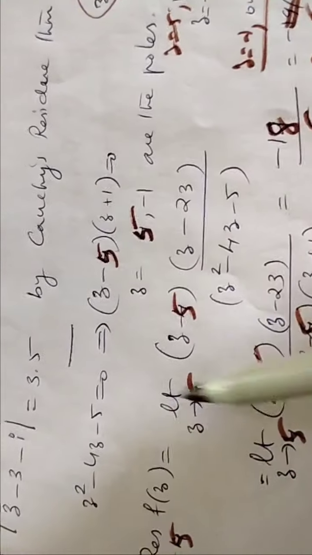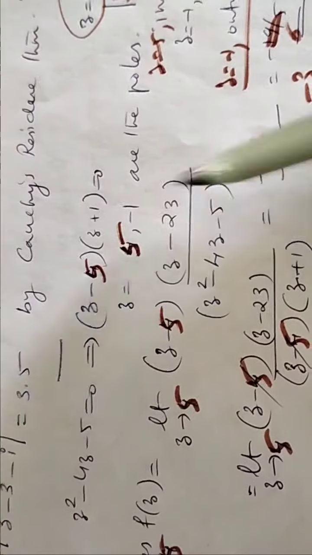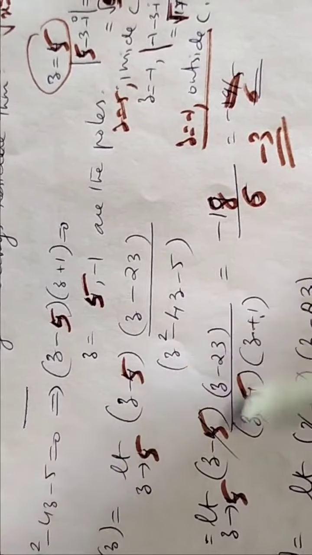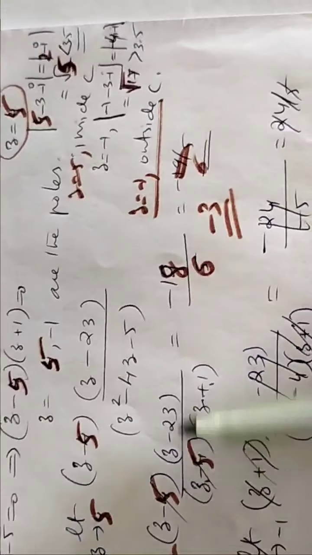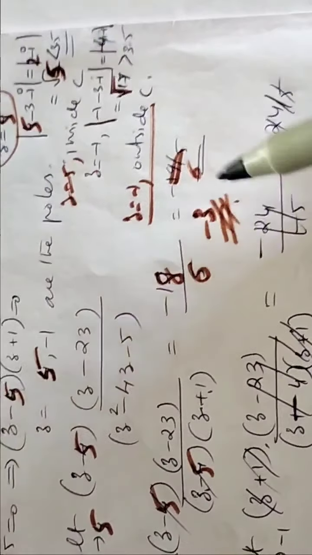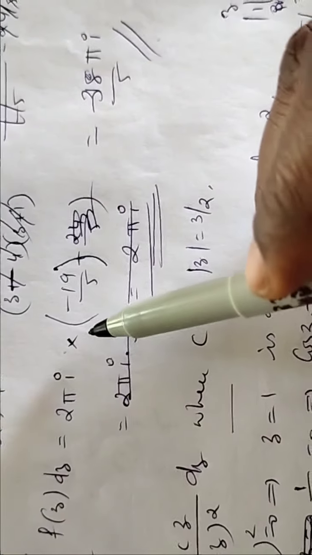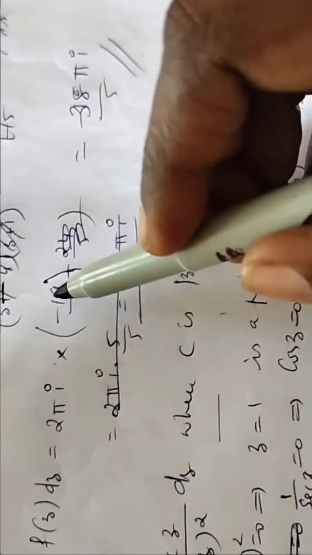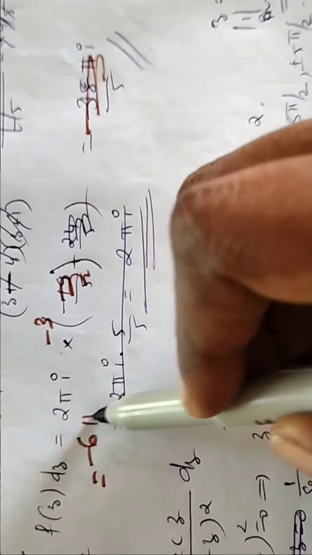Okay. So next, find the residue at z equal to 5. Limit z tends to 5, (z minus 5) into the function. That is (z minus 5) into (z minus 23) by (z minus 5) into (z plus 1). Z minus 5 cancels. So put z equal to 5, so minus 18 by 5 plus 1, 6. It is minus 3. So minus 3 is the residue. And the integral is 2 pi i into minus 3. So the answer is minus 6 pi i.